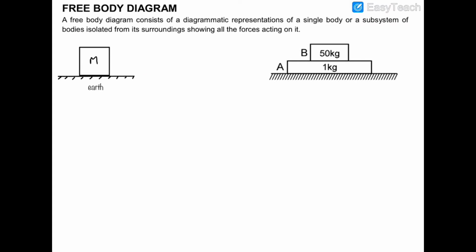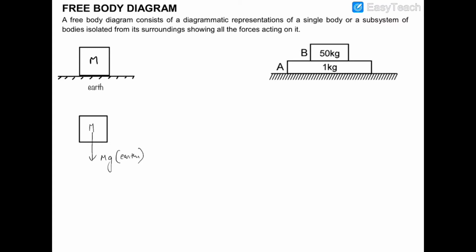So this block is being kept on earth and it is at rest, obviously. If I draw the free body diagram of the block, I'll isolate the block from the system and the surroundings, and I'll mark all the forces which are acting on the block. Now first of all, I know that a force mg is acting on the block downwards, and I'm writing the name in the bracket of that body which is applying this force on this block. So mg is a force which is applied by the earth on the block, so I'm writing earth in the bracket.